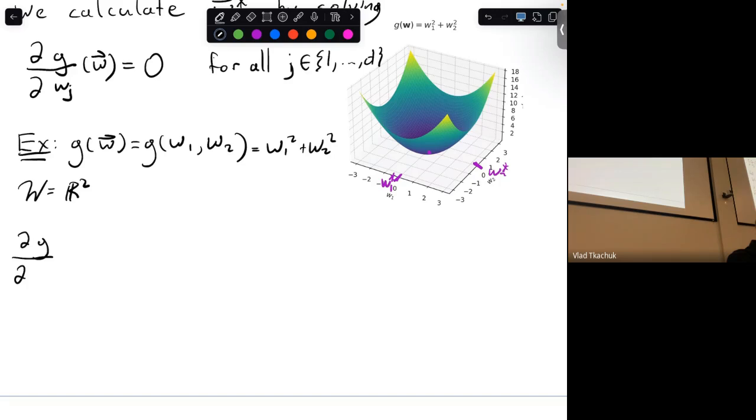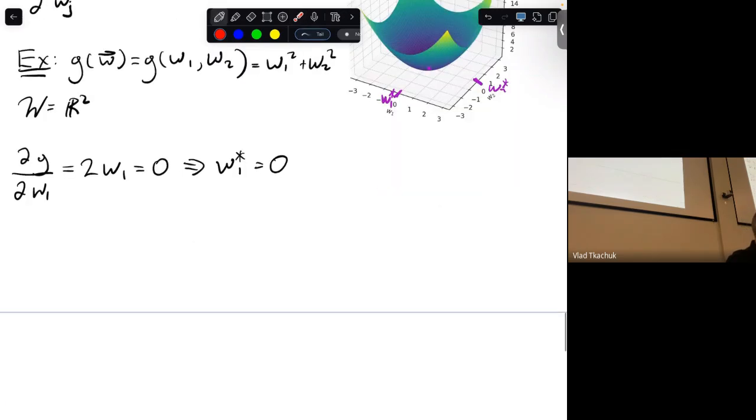This is not the number 2, it is the del operator for partial derivatives. So let's do it for W1, the partial derivative of G. And if we do that calculation, what do we get? We get that it's 2 times W1. And we set that then to 0. And that implies that W1 star should be equal to 0, which, as you see, is exactly what this picture shows you. And it's the same story for W2. So then you get W2 star equal to 0 as well.